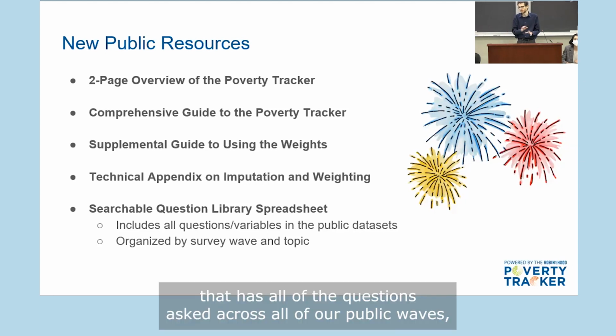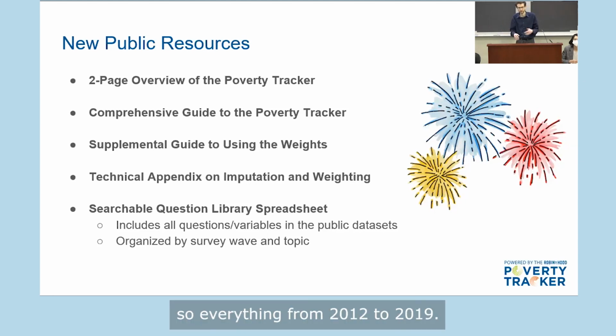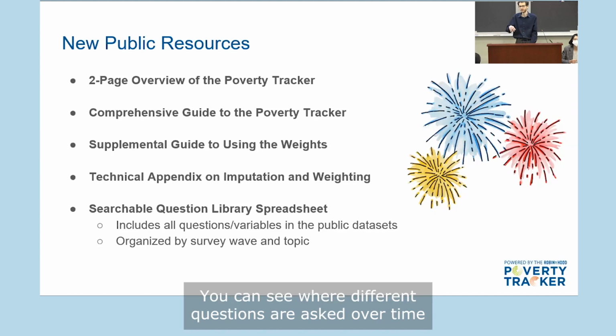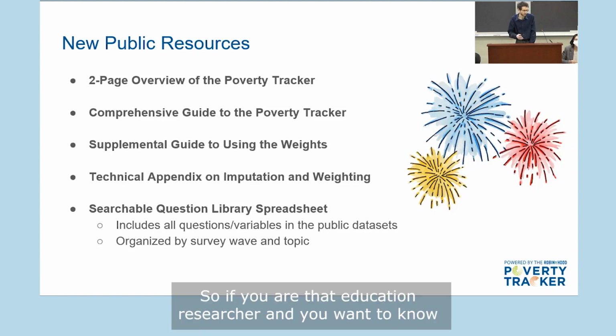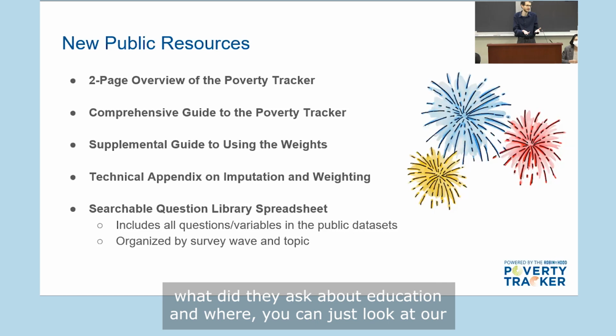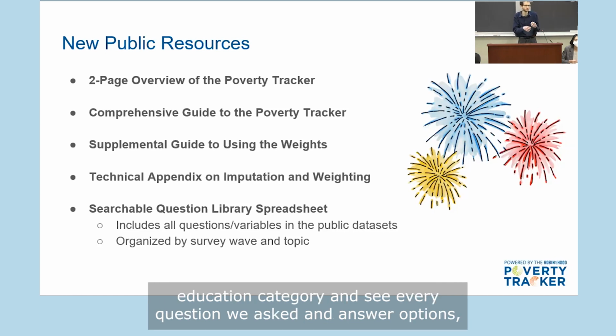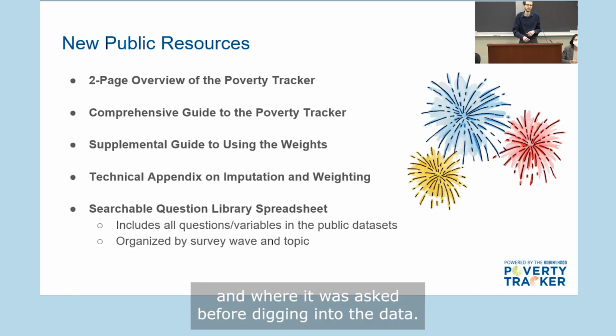So this is going to be an Excel workbook or Google Sheet type workbook that has all of the questions asked across all of our public waves, so everything from 2012 to 2019. And we organize it by both survey waves, so you can see where different questions are asked over time, and also by topic. So if you are that education researcher and you want to know what they asked about education and where, you can just look at our education category and see every question we asked, what the answer options are, and where it was asked before you even dig into the data.